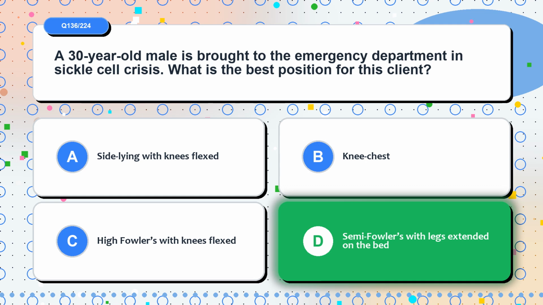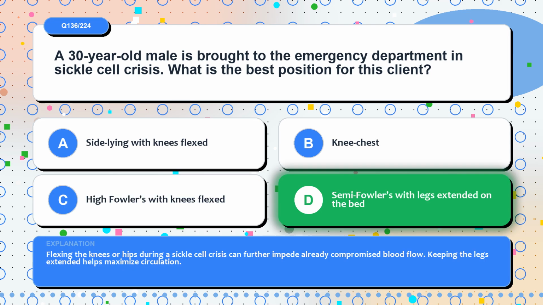The correct answer is option D. Semi-Fowlers with legs extended on the bed. Flexing the knees or hips during a sickle cell crisis can further impede already compromised blood flow. Keeping the legs extended helps maximize circulation.